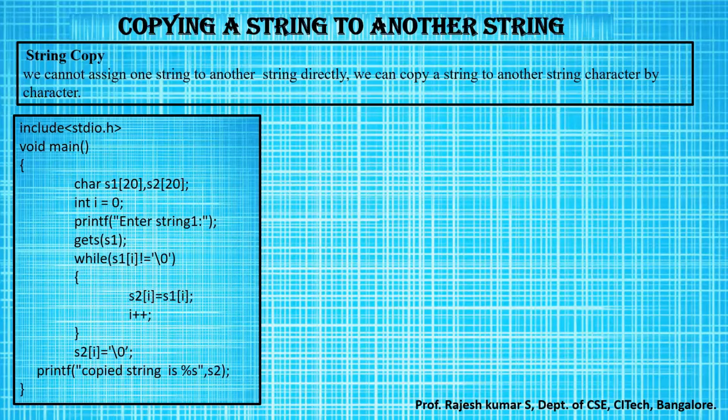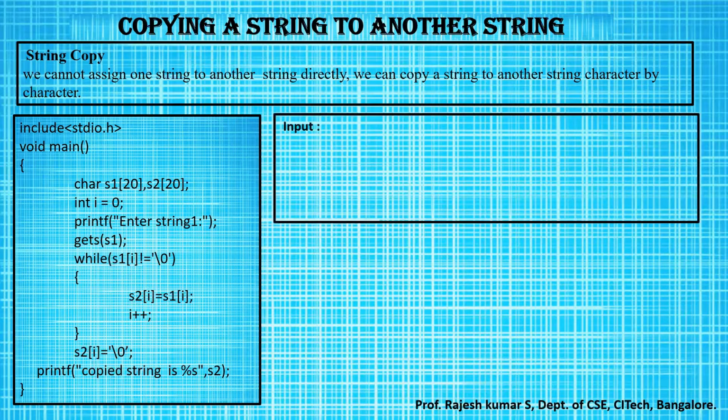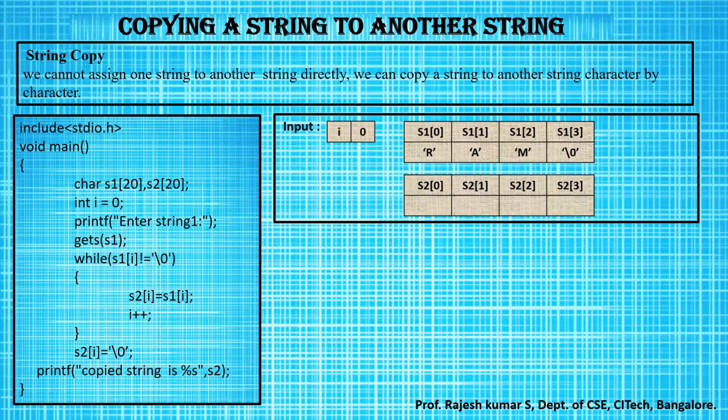How do we copy a string to another string? Can we directly copy one string into another string? No, it is not possible. We can't directly assign one string to another string. The logic here is you have to copy character by character from one string to the other string. That is how the copy works. For example, if the input given here is Ram, it is stored in the S1 array. If I want to copy Ram into the S2 array, first I have to copy R, then A, then M, then I have to insert a null character at the end of the second string.